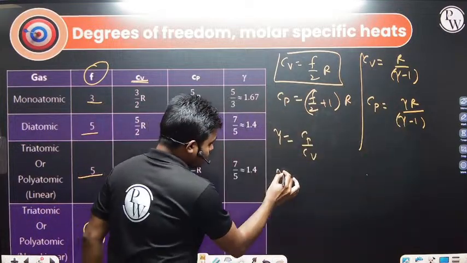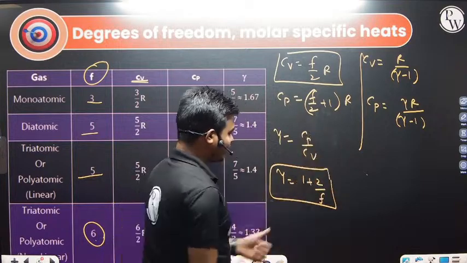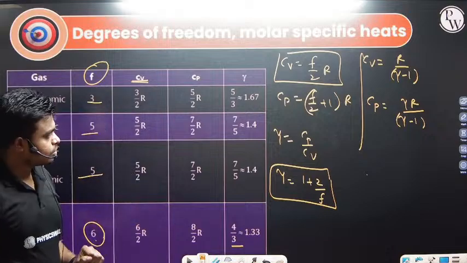And if I ask you gamma, what is gamma? 1 plus 2 by F. What is F here? F is nothing but degrees of freedom. Now there is one more.